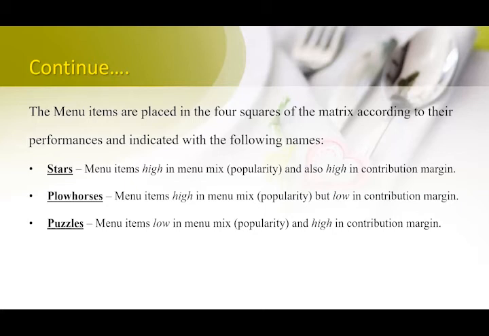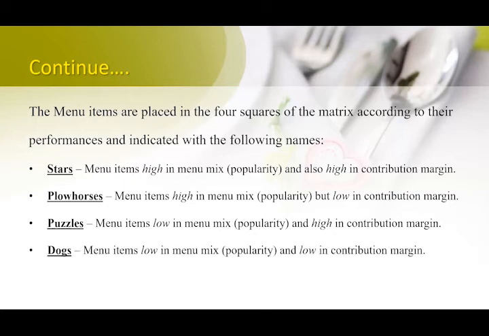The last but not the least is the dogs. These are the menu items which are very low in popularity, that is menu mix, and also low in contribution margin, that is the profitability. So these are the 4 squares or 4 elements of menu metrics, which start from stars, plow horses, puzzles, and dogs.